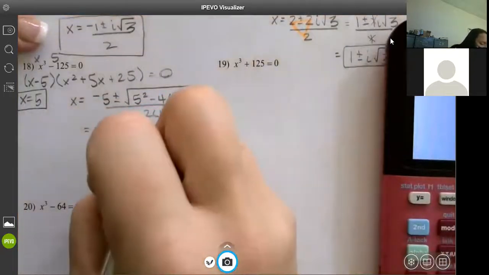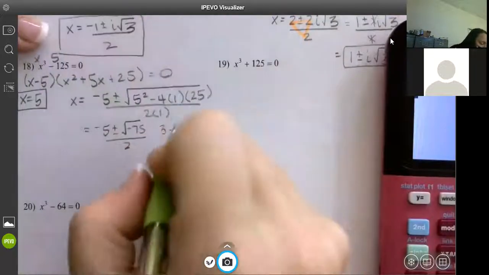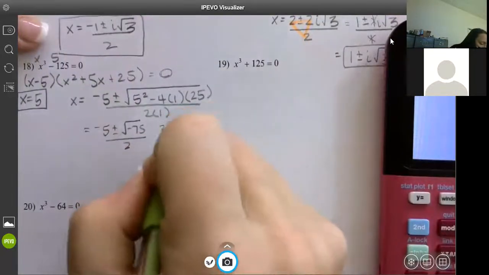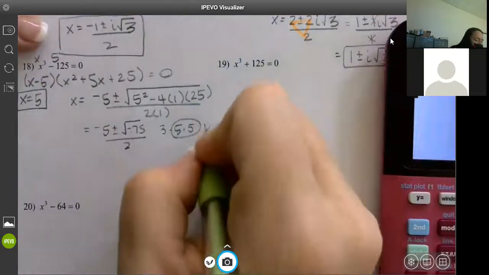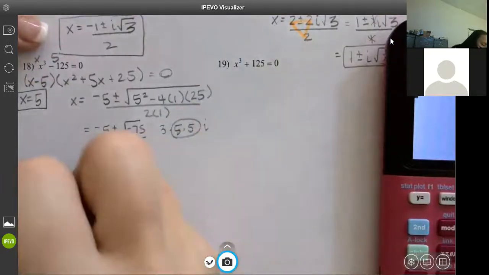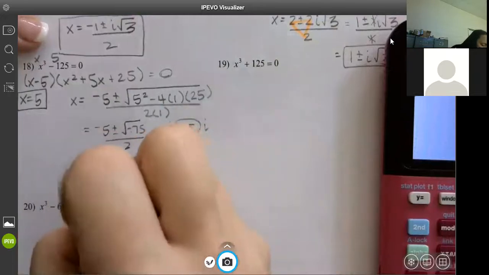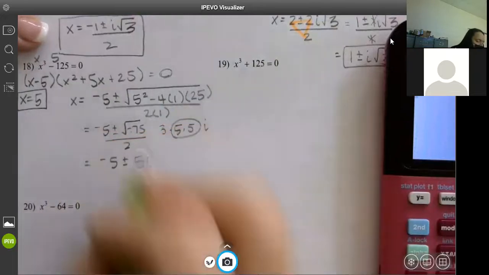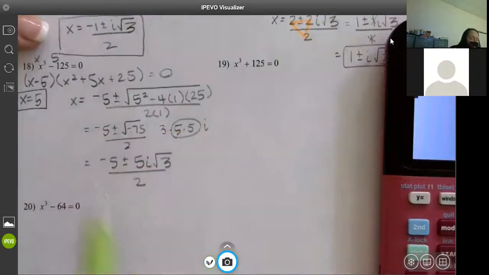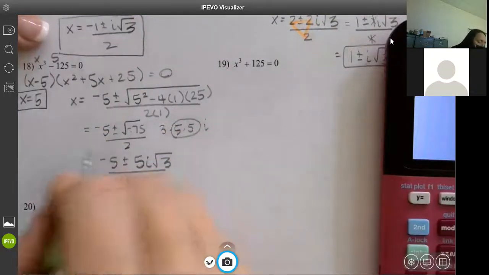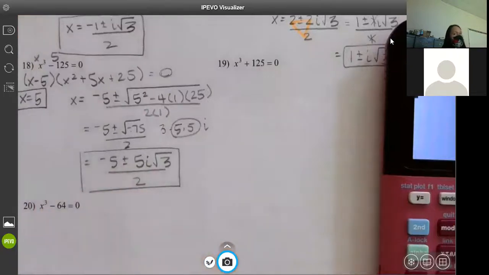Your factors of 75 are 3 and 25, which is 5 and 5. So there's your pair, and don't forget it's a negative, so we have to pull out an i as well. If you need to write that down, do that. So we get negative 5 plus or minus, I took out a 5 and an i, left a 3, over 2. Check your triangle of numbers. 5 and 2 are not divisible by anything. So that's as good as it gets.